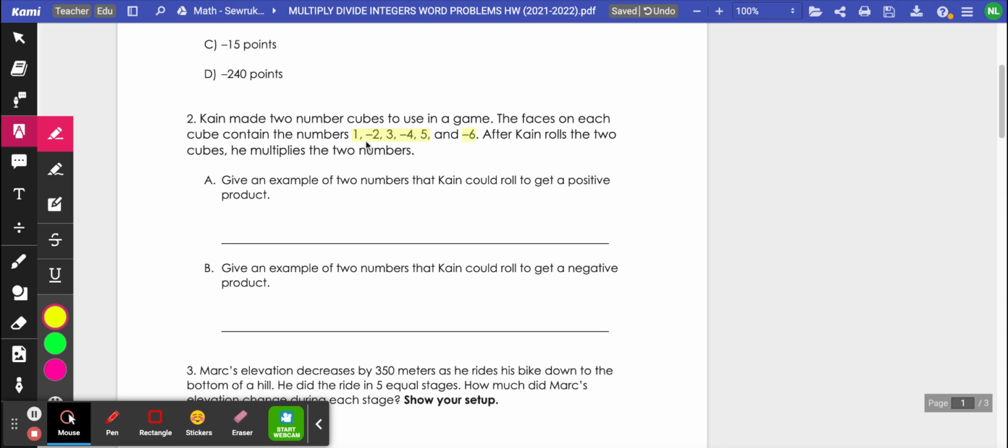So you're picking 2 numbers from this list, and you're multiplying them together, and you're seeing if it's going to give you a positive product or a positive number. Use your calculator if you need help with that. For B, it says give an example of 2 numbers that Kane could roll to get a negative product. So again, you're picking 2 numbers to multiply together, and you're seeing which 2 numbers would give you a negative product or a negative answer.